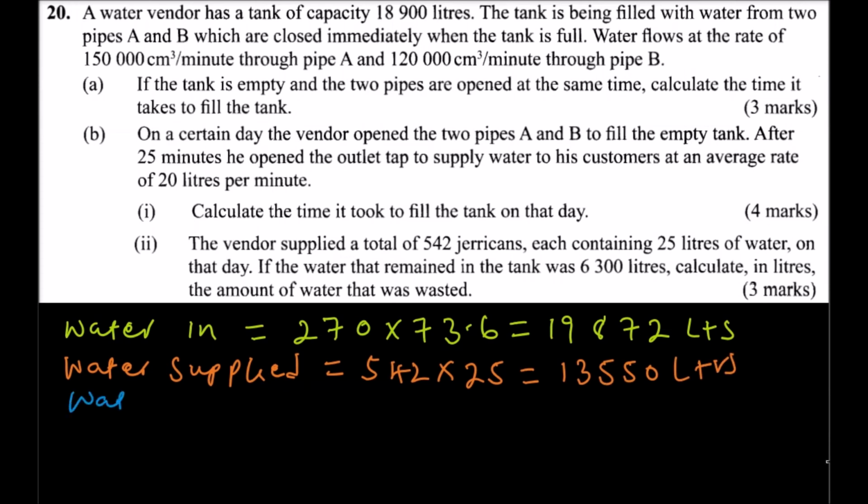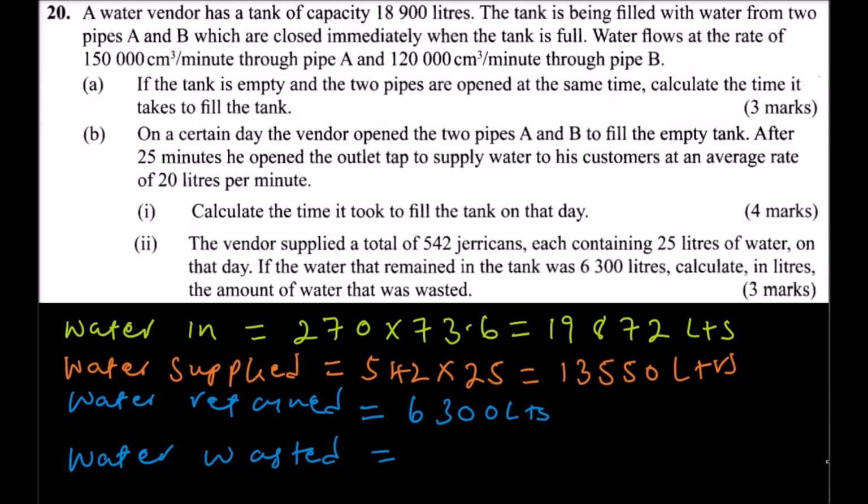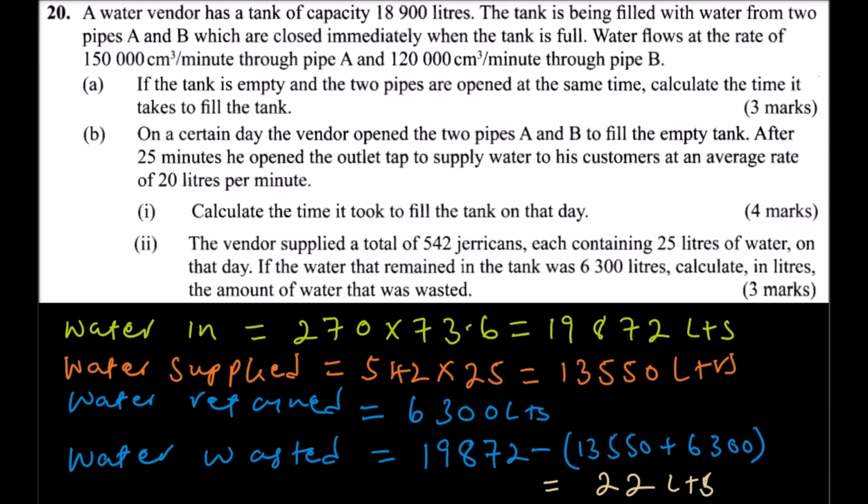From there we say water retained is equal to 6,300 liters. So we can calculate water wasted. Water wasted is equal to the total water supplied, 19,872, minus the 13,550 plus 6,300 liters, that is the water that was retained. And when you work that out, you should get the balance as 22. So 22 liters is the amount of water that was wasted during that day.